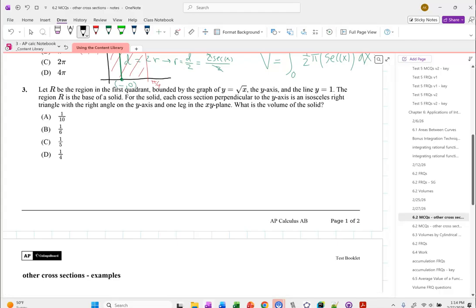Okay. 3 says, let R be the region in the first quadrant bounded by the graph of y equals square root x, the y-axis, and the line y equals 1. The region R is the base of the solid. For the solid, each cross-section perpendicular to the y-axis is an isosceles right triangle with the right angle on the y-axis and one leg in the xy plane. What is the volume of the solid? Start by drawing our picture.